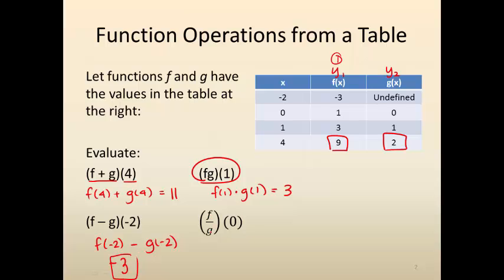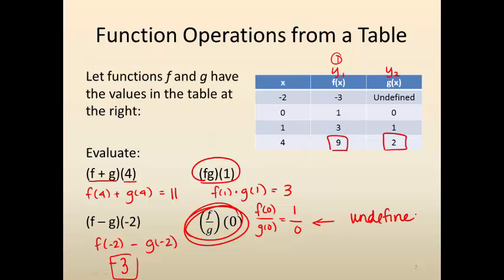Here we have f divided by g of 0. Well, I want f of 0 divided by g of 0. So let's see what happens. When I put in an f of 0, I get a 1. And when I put a 0 into the g function, I get a 0. The problem with this is I cannot divide by 0, so the result of f divided by g of 0 is that it is an undefined expression. I'm not going to use the words no solution because I'm not solving for anything. I'm just evaluating.